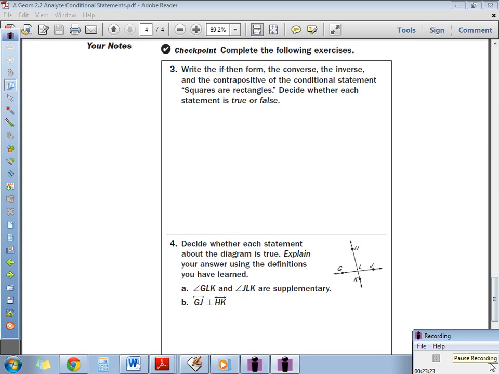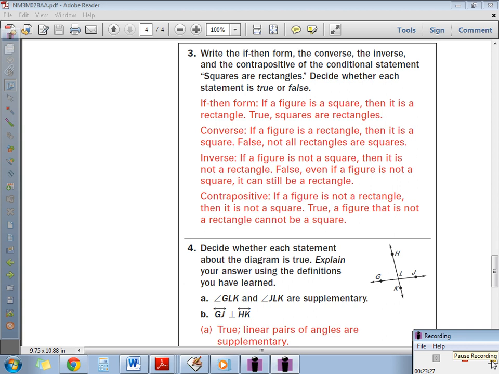Try these two checkpoints on your own. See how you can do. Read carefully. Here are the solutions for checking yourself if you want to look over these. Once again, remember the if-then must start with an if, followed by a then, separated by a comma, and you keep them in the same order.